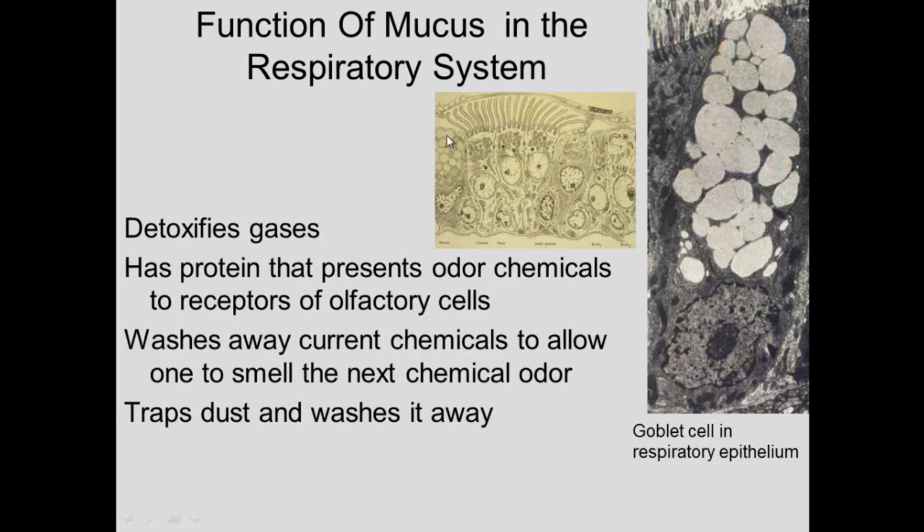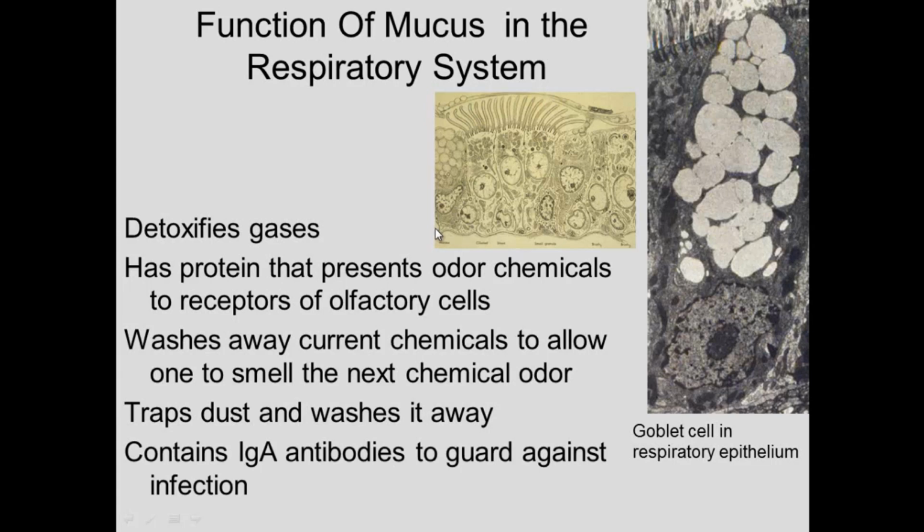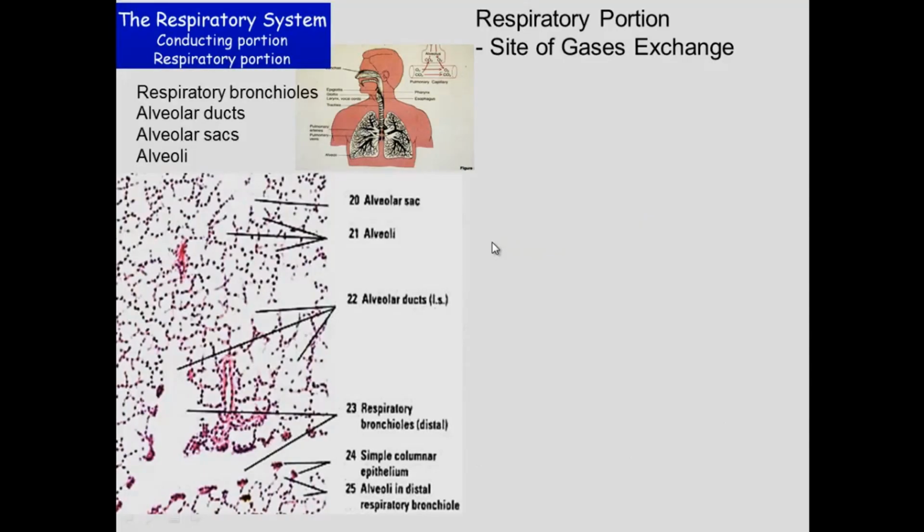This is a goblet cell. This is a ciliated cell. Ciliated cells here. You can see the cilia on the surface. And what happens is the dust particles are trapped in the mucus, and they're washed away, like that boat just washed away out of the respiratory system, and it goes into the digestive system. You actually swallow it. Also, that mucus is important in terms of guarding against infection by the production of antibodies. All fluids of the body will have antibodies in them, all those that are secreted.